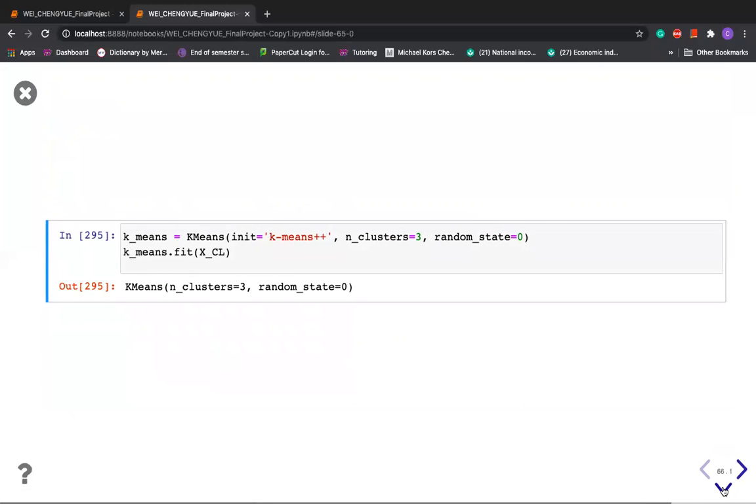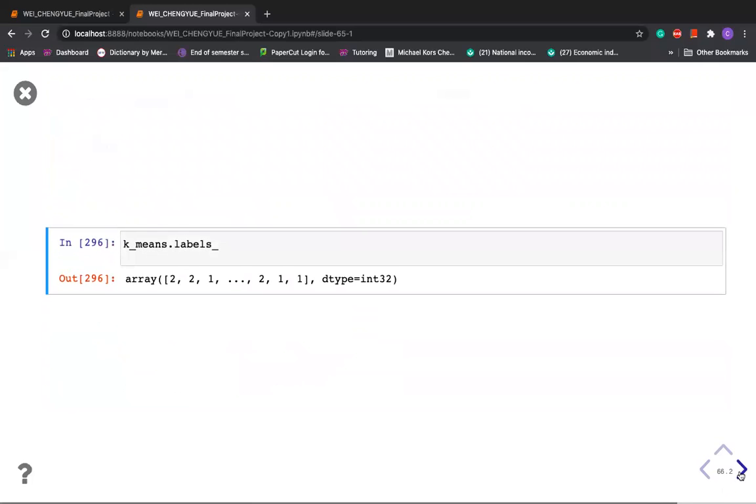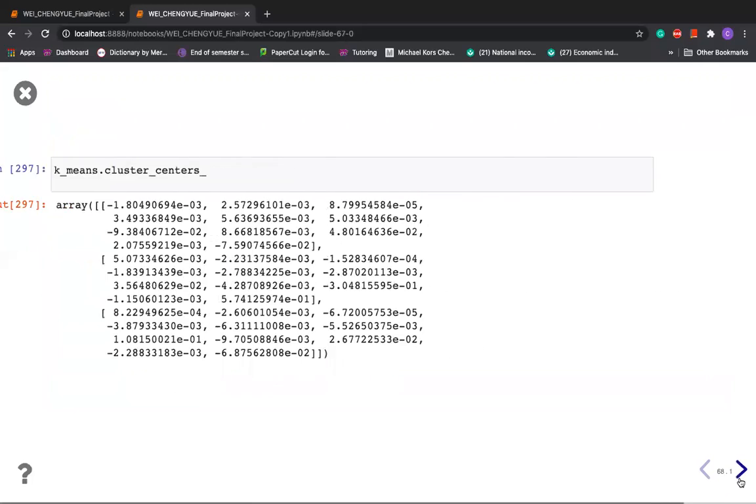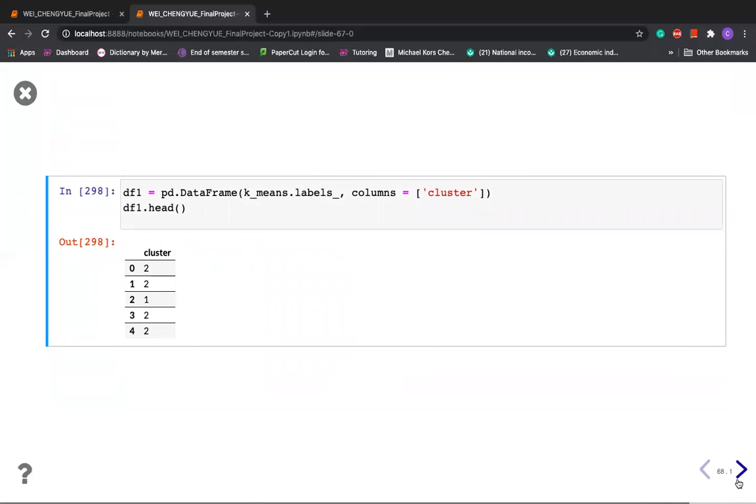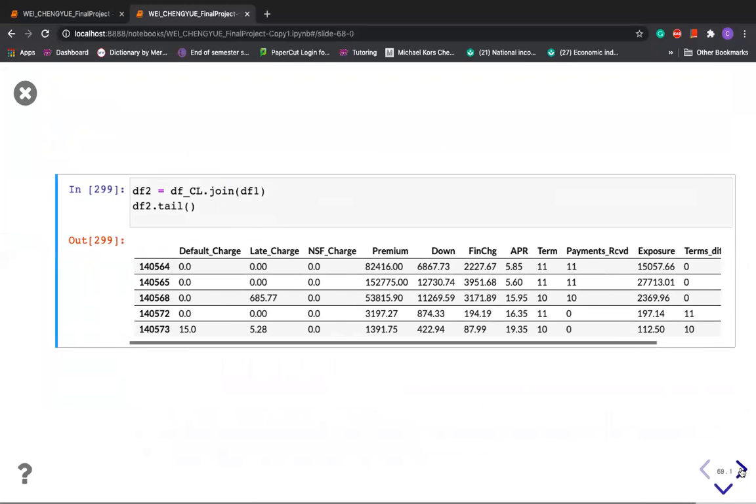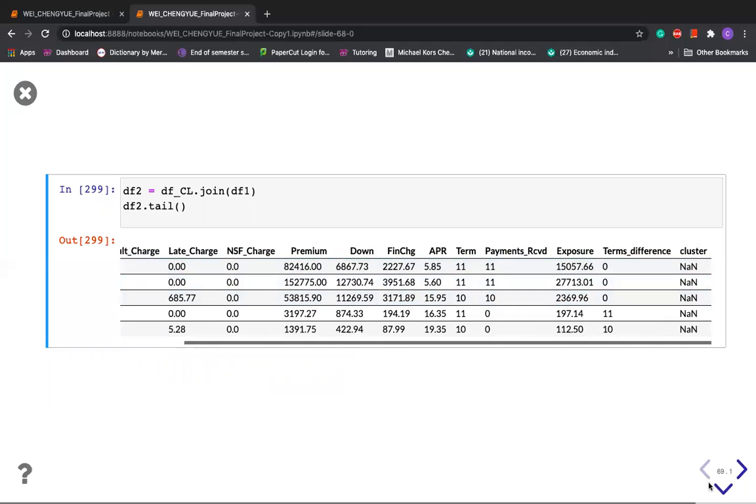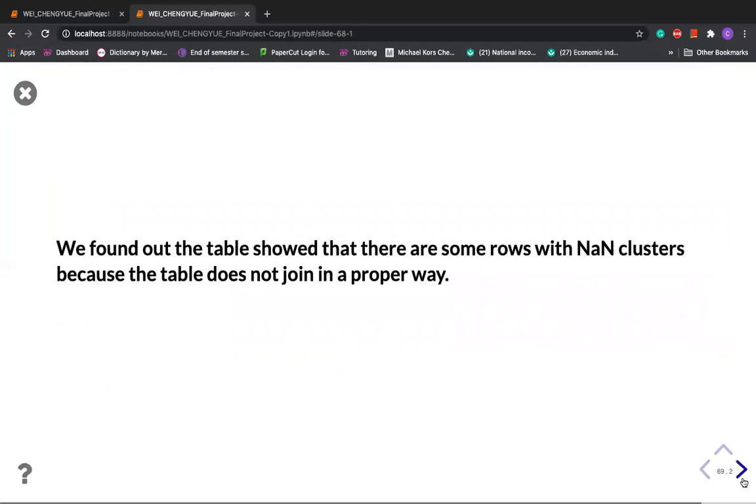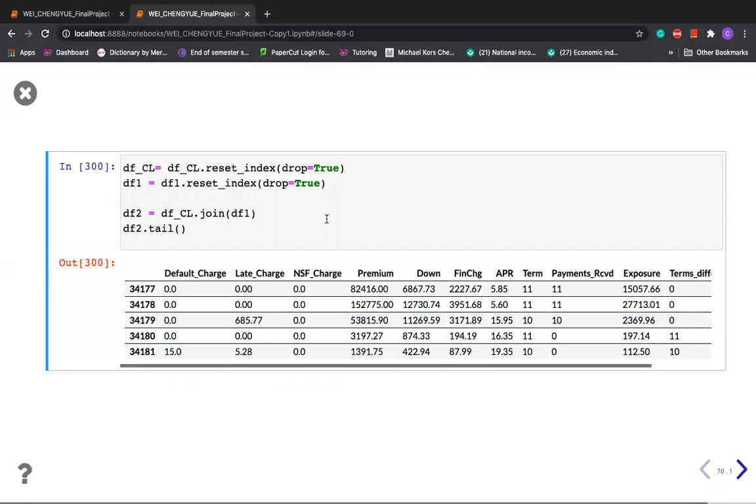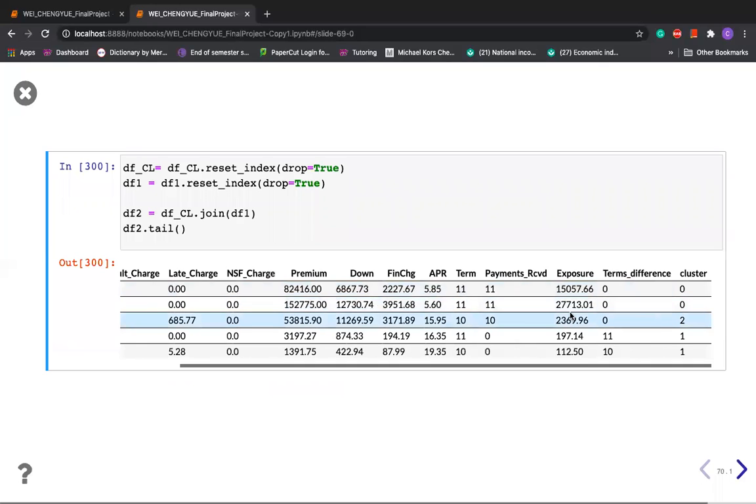So basically this code shows you guys how I build the model, and then this kind of data information here. So we found out which cluster each row belongs to. So we're going to merge 2 tables together, but we can see we found some problem here. Some of the clusters belong to none. We're going to handle that. It's just because the table does not join in a proper way. So we just reset the index here and then join again. And then the whole data set looks way better.